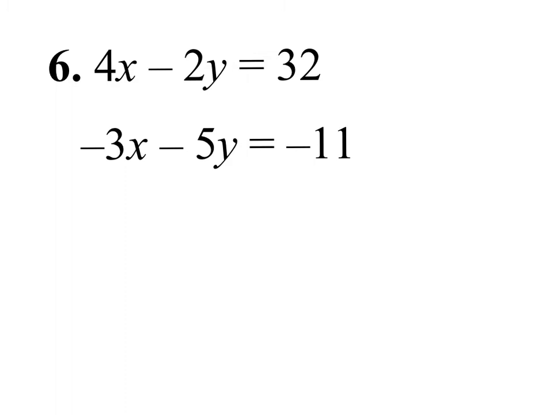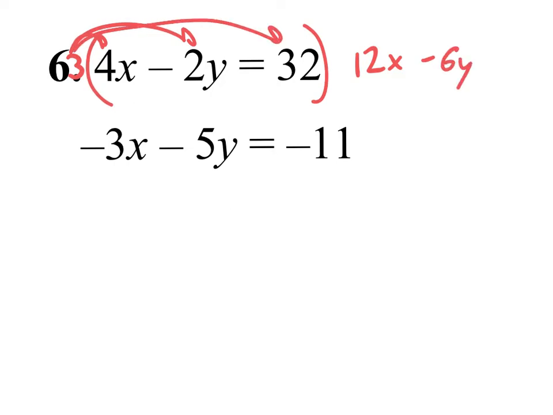So if I want the x's to cancel, I'm going to have to modify the whole top equation by multiplying it by 3. Check it out. 3 times 4, that's 12 with an x. 3 times negative 2, that's negative 6 with a y. 3 times 32, that is 96.